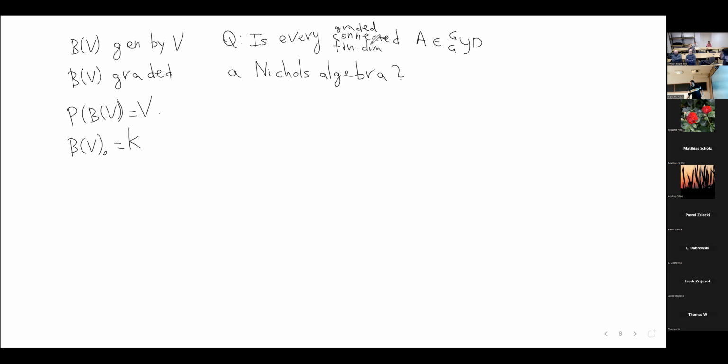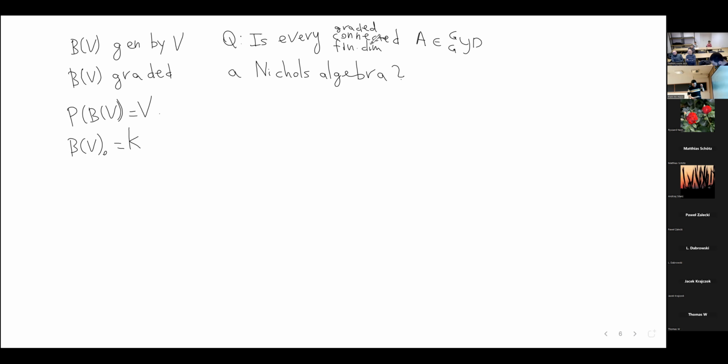Did you tell us what a Nichols algebra is? I did, but not very explicitly. I told you that you take the tensor algebra and you divide out by the primitives in higher degree, until I have no primitives left. For me, this was the definition. Yeah, this is one definition. There is also another one, but let's see if I have time for it.